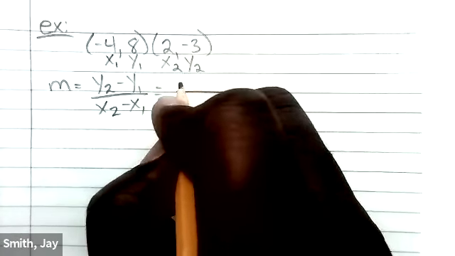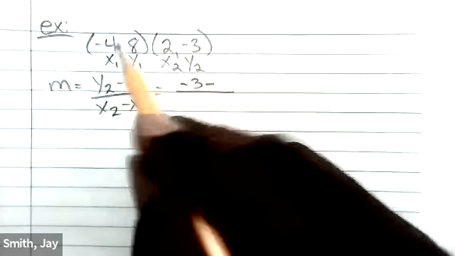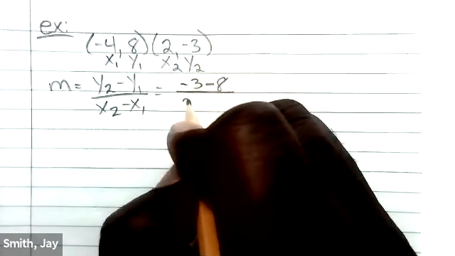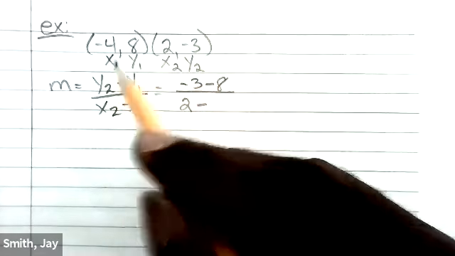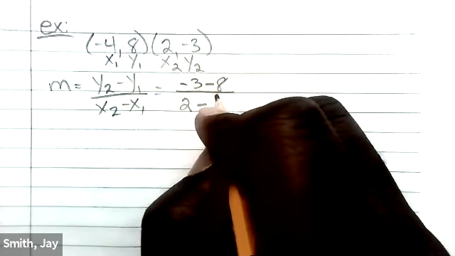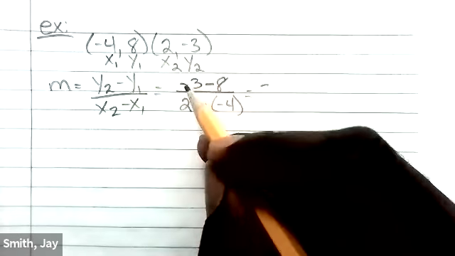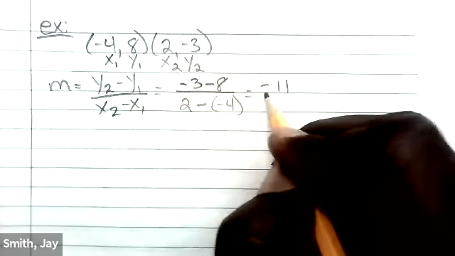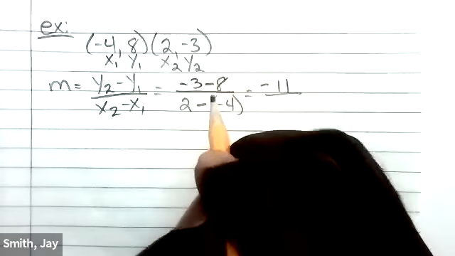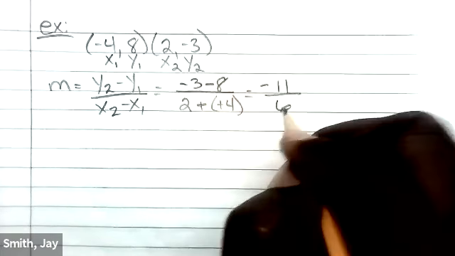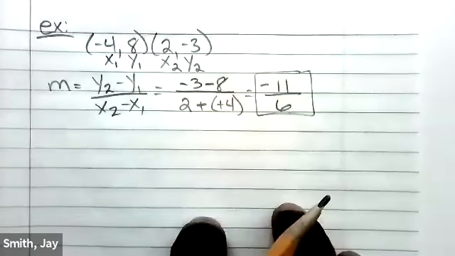And all I have to do is plug everything in its appropriate place. So here, this would be y2, or -3, minus y1, which is 8, over x2, which is 2, minus x1, which is -4. Remember, we subtract a negative. It's just like add. So essentially what we have is -3 minus 8, -11, over 2 minus a -4, or 2 plus 4, which gives me 6. So slope, -11/6.